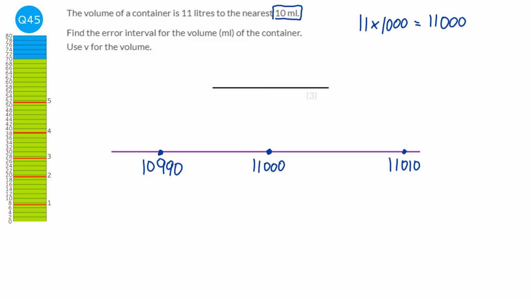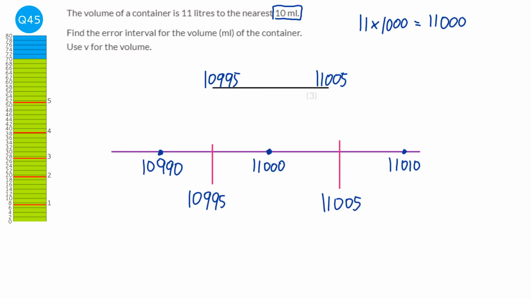Now when we're looking at limits with the upper and lower part of it, we are looking at halfway points. So halfway here and halfway here. So this halfway point will be 10,995, and the next one will be 11,005, and those are the halfway points. And so that is going to be our upper and lower bound.